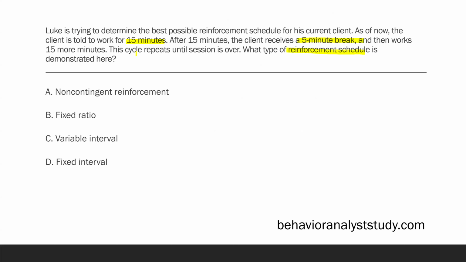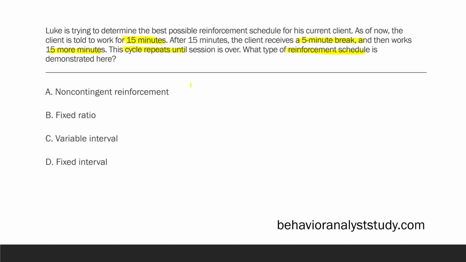And so if reinforcement is based on time, is that going to be an interval or a ratio schedule? Well, that's going to be an interval schedule, right? Because we have interval and ratios. Ratios are responses, interval is time. Client has to work a certain amount of time. It's an interval schedule. So now we have to ask ourselves, is it changing or is it consistent? Well, the client after the break works 15 more minutes and the cycle repeats until session is over. So it's fixed.